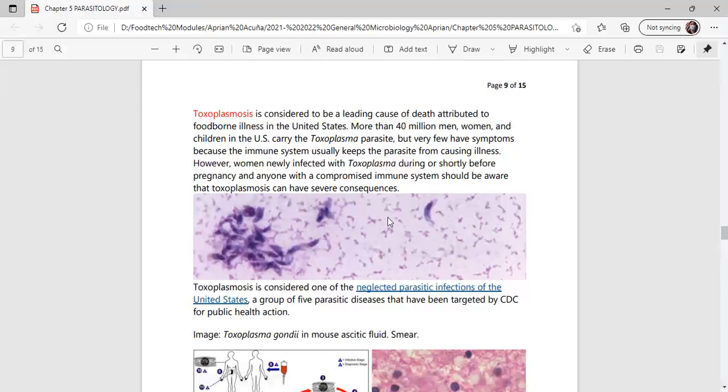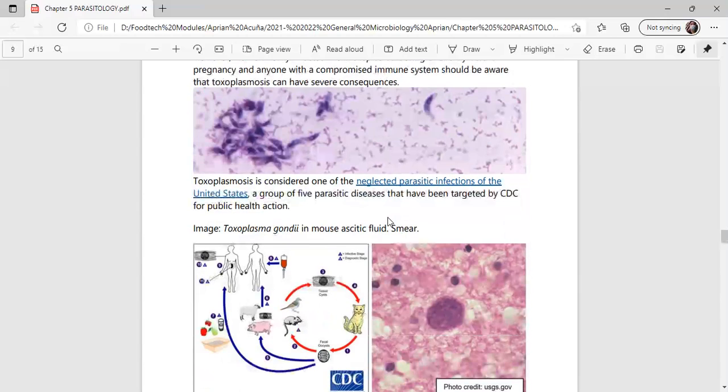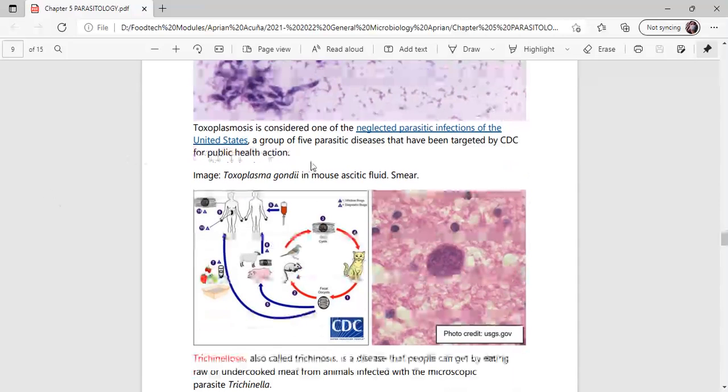Toxoplasmosis is considered to be a leading cause of death attributed to foodborne illness in the US. Most of the 40 million men, women and children in the US carry the Toxoplasma parasite, but very few have symptoms because the immune system usually keeps the parasite from causing illness. However, women newly infected with Toxoplasma during pregnancy and anyone with a compromised immune system should be aware of toxoplasmosis, as it can have severe consequences. Toxoplasmosis is considered one of the neglected parasitic infections of the US, a group of 5 parasitic diseases that have been targeted by the CDC for public health action.